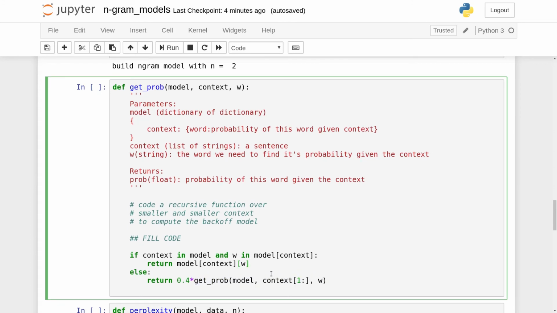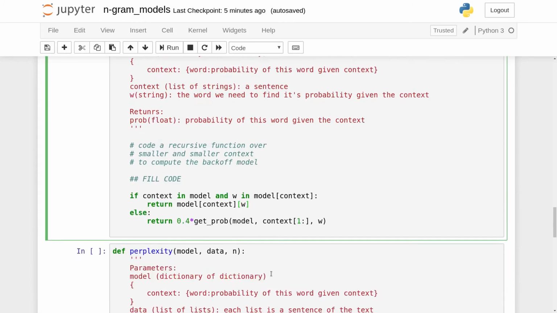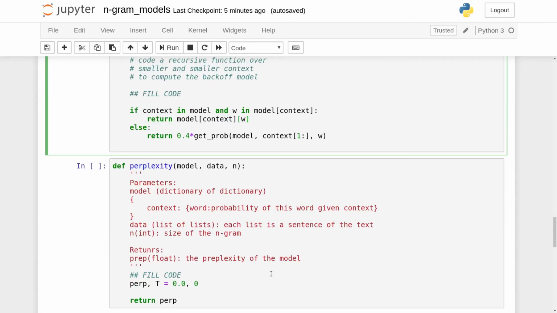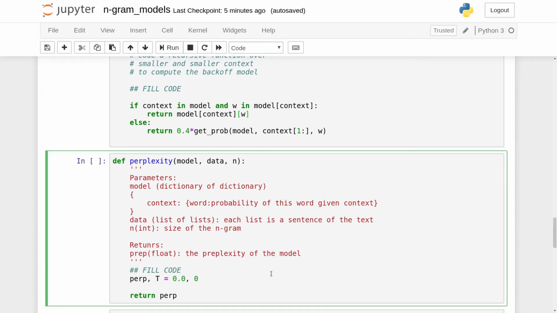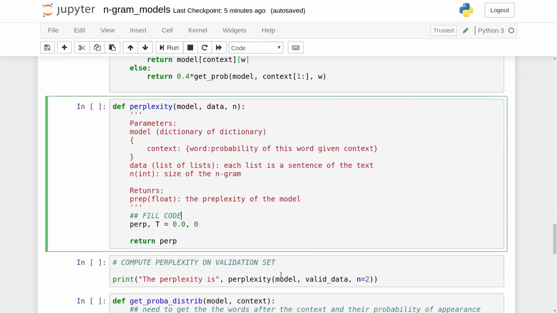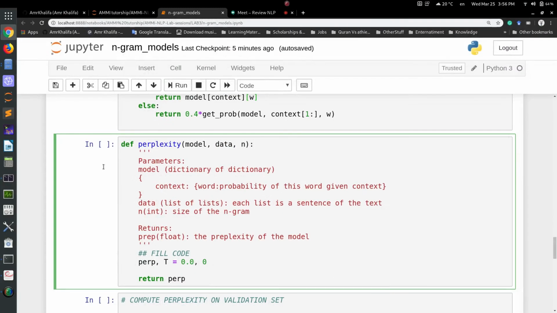Okay, so let's look at the next function which we are going to use. We need to implement the function that computes the perplexity of our model. Okay, let's move to the slides to look at what the perplexity means.